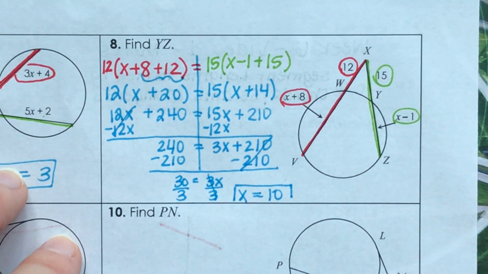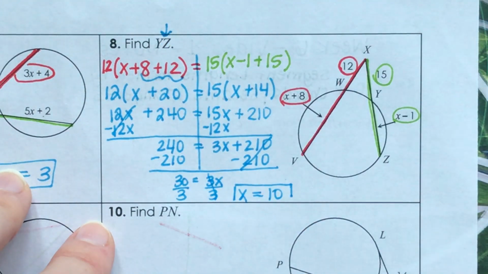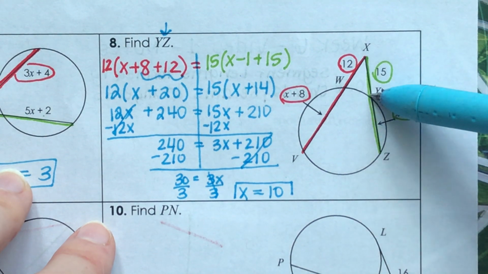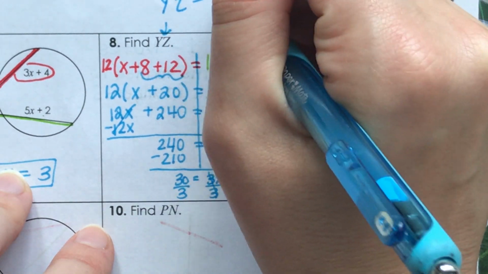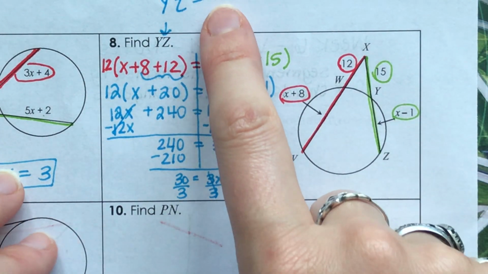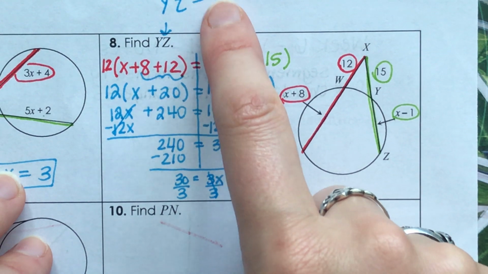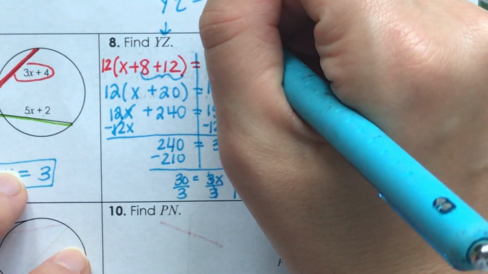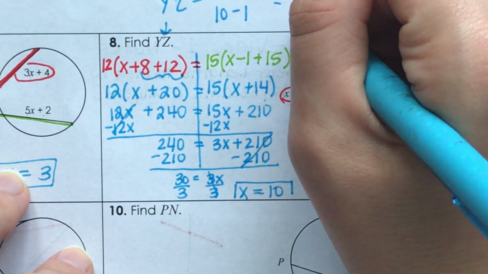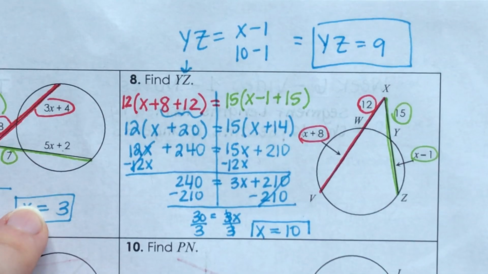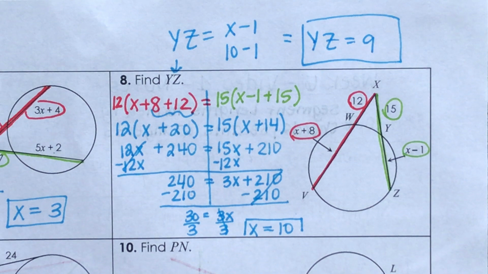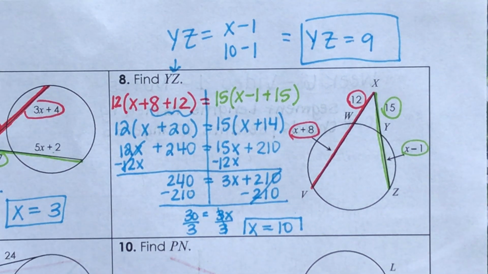But the question asks me to find yz. So yz is x minus 1. I plug in my x, which is 10. 10 minus 1 gives me that yz is equal to 9. Oops, sorry. Okay, easy stuff.